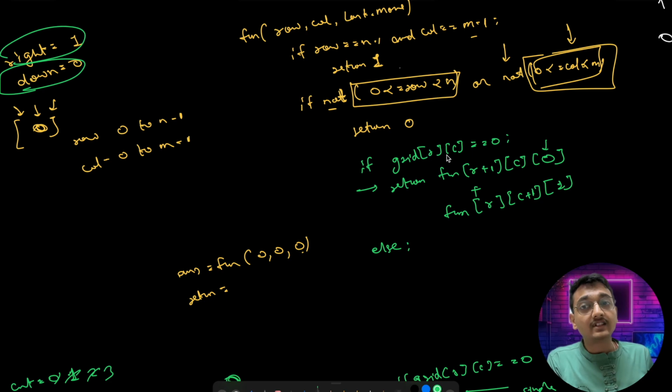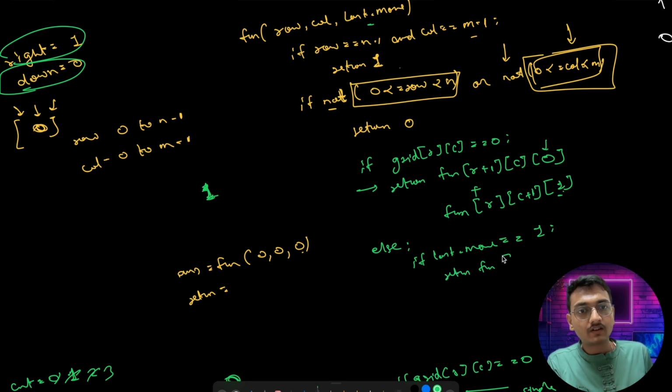And in case that number is 1, what I need to do? I need to check the last move. If last move equals 1, that means I am coming from right. Directly go down, not left, directly go down, no matter what. So return function of r plus 1 comma c, and this time I'm taking the down move, so I will mention 0 here.